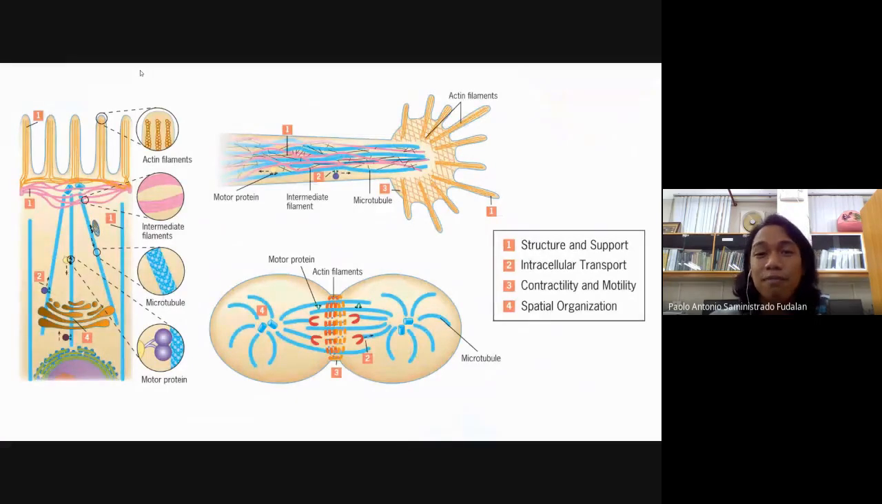The cell, just like vertebrates and even invertebrates, has a system of skeleton on the inside that we call the cytoskeleton. As shown in the illustration here, we have three examples of cells showing their cytoskeleton. We have an epithelial cell here, we have a neuron here, and then we have a dividing cell here. So anyone from the group, choose a cell and summarize the function of the cytoskeleton in that particular cell.